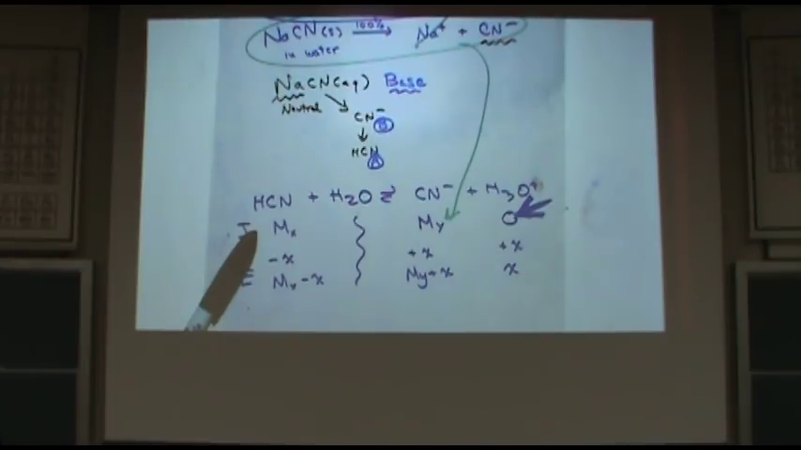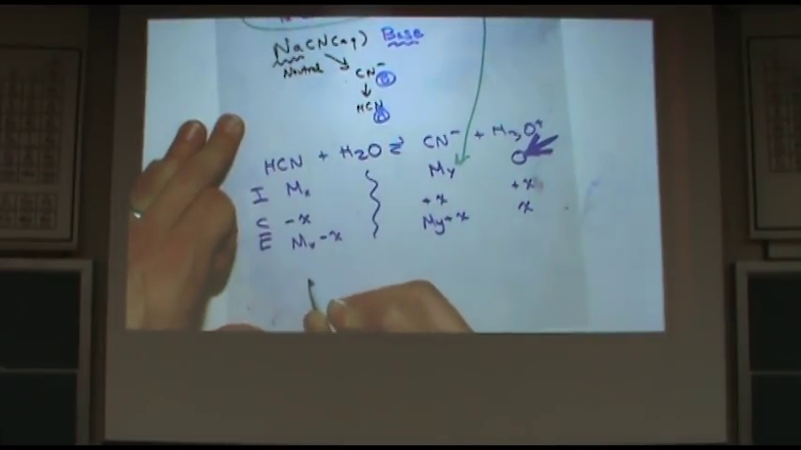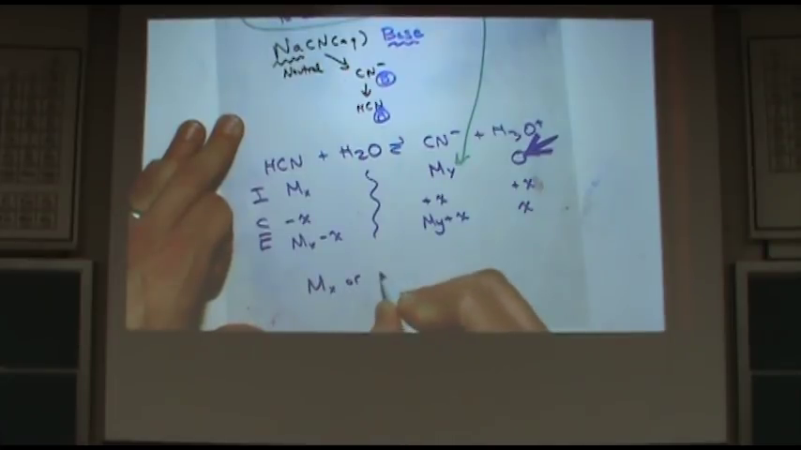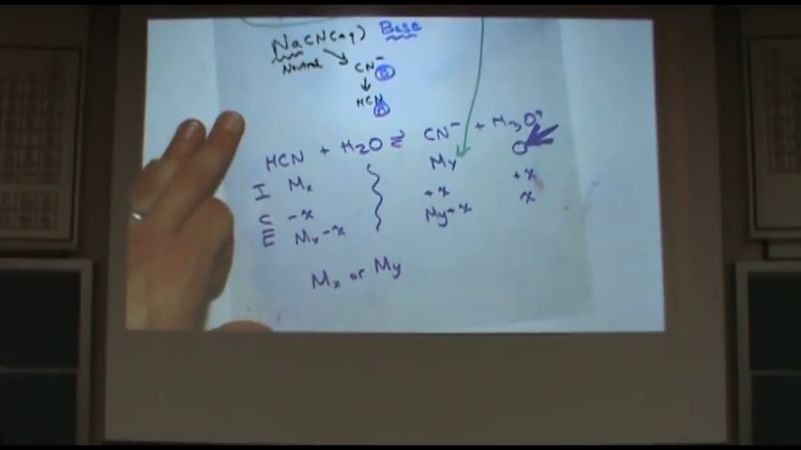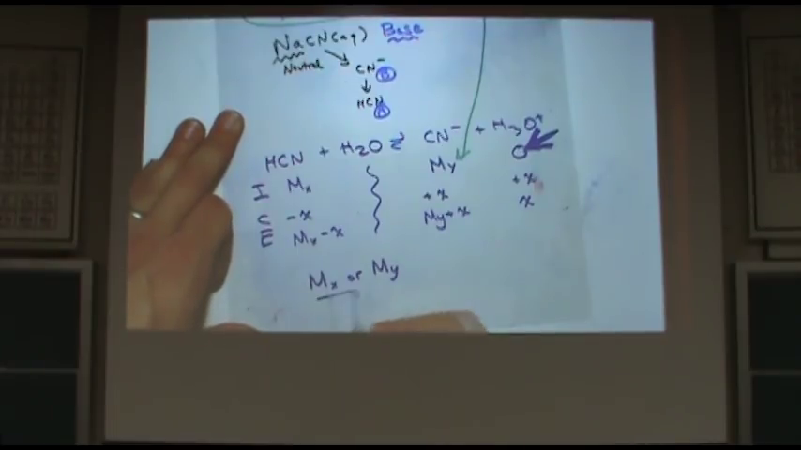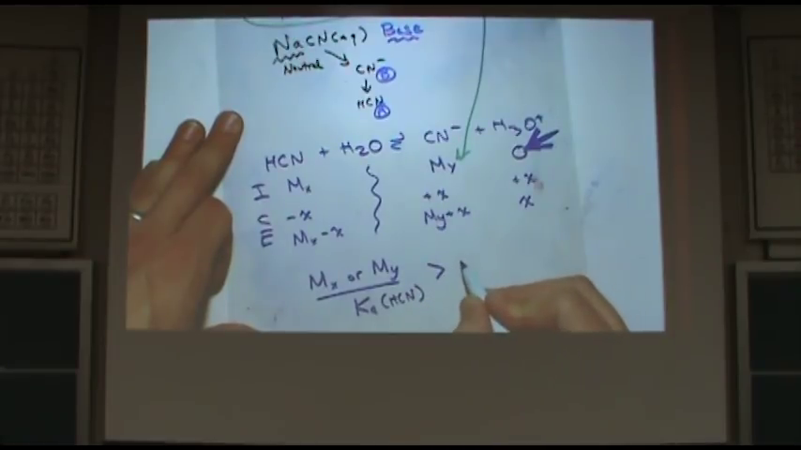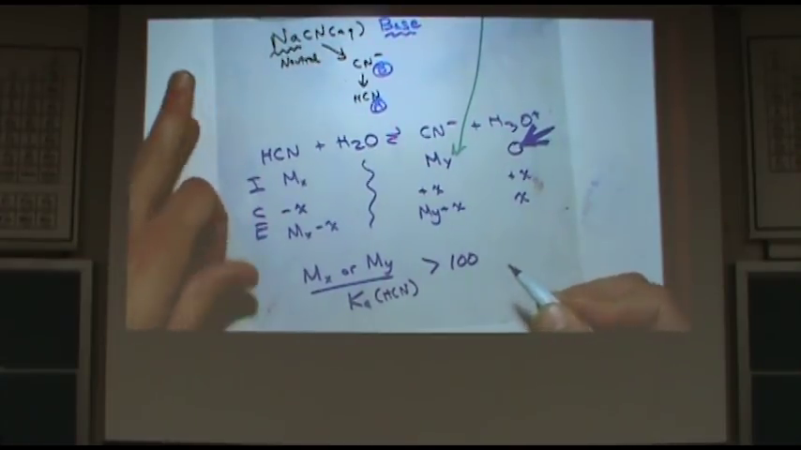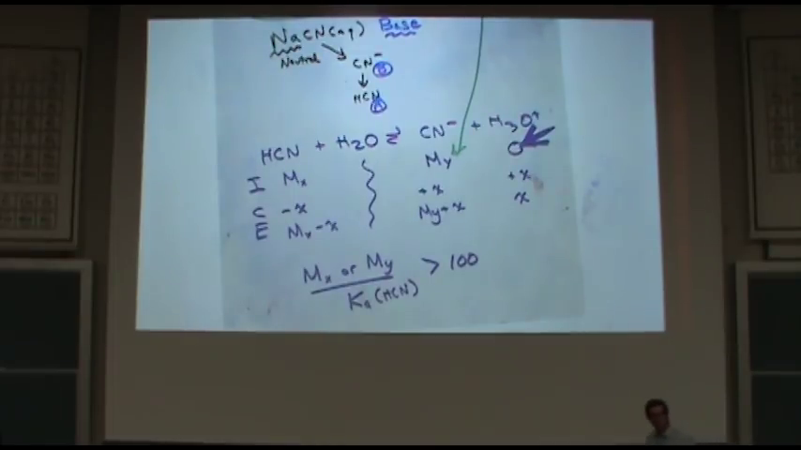So, yes, you can assume it's small, but a more technical, more numerical, quantitative way of doing it would be to say whether you take MX or MY, it doesn't matter, whichever one's smaller, you divide that by the Ka of HCN, and that better be greater than the number 100. That's just an easy assumption to check. If that's true, it's going to be totally fine. I usually do this in my head, but you can write it down, whatever's easiest for you.